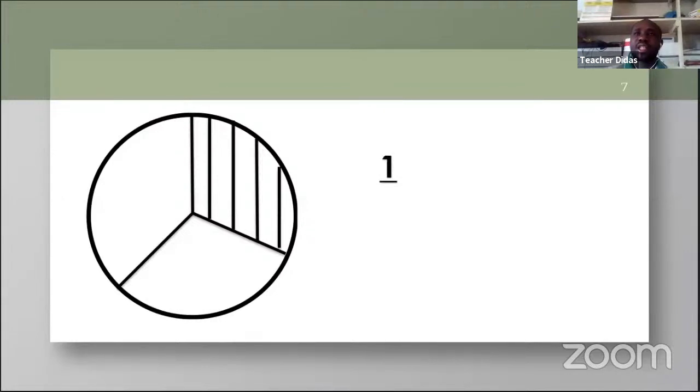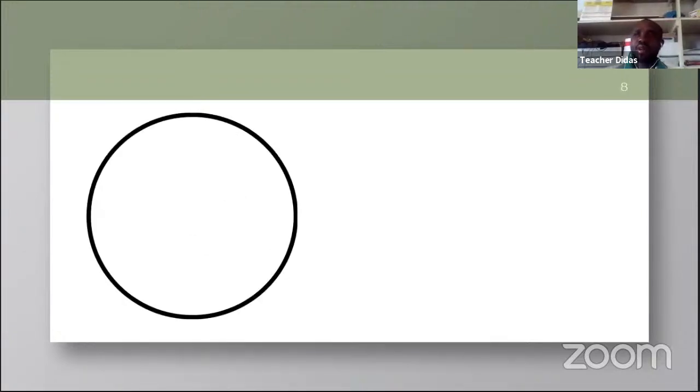Okay, let's go. How many parts have I shaded? 1. How many parts did I have altogether? 3. What name is given to that fraction? That fraction is called a third. And we have said we can spell a third as A-T-H-I-R-D. Okay, let's move on.